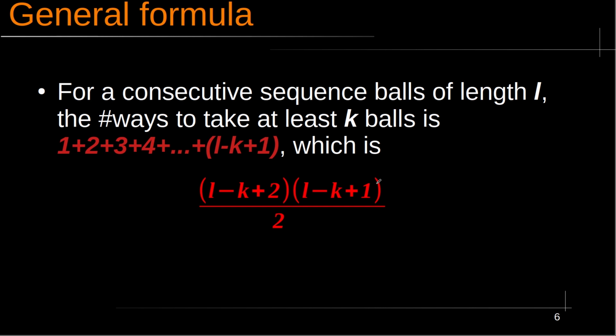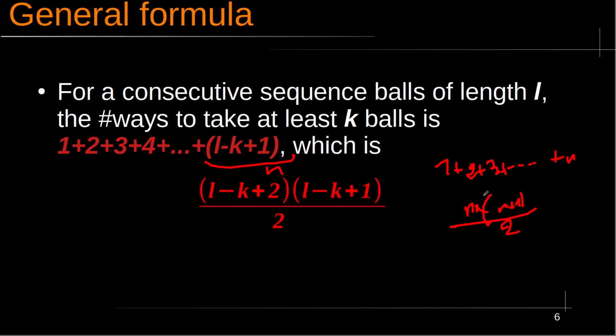We know this. The sum of the consecutive integers from 1 to n is equal to n times n plus 1 over 2. N here is equal to L minus k plus 1. So L minus k plus 1 gives L minus k plus 2 times L minus k plus 1 over 2.